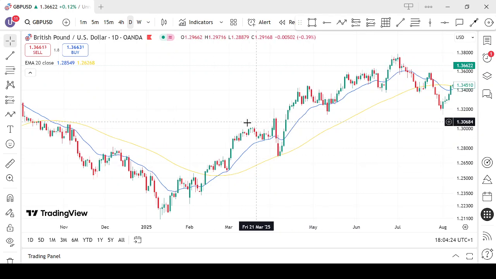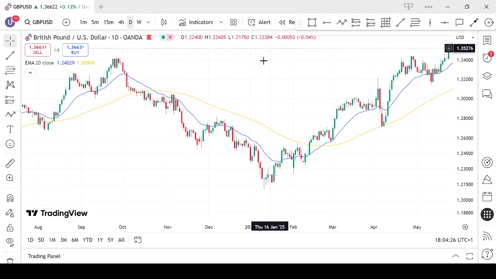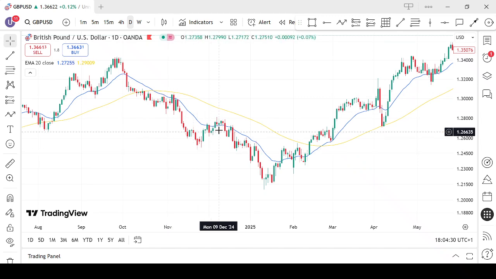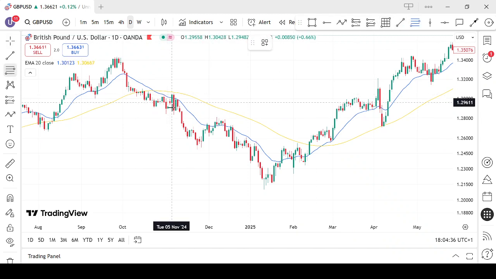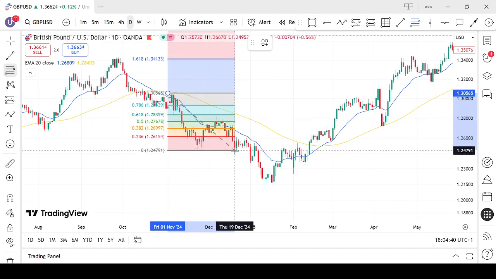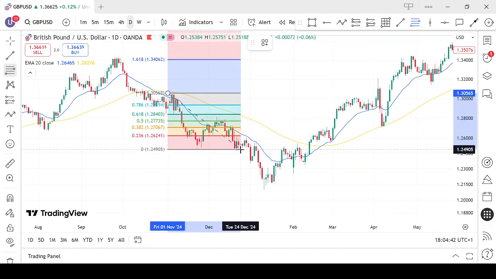Remember, you are trading based on the waves of the market. You can see this is a swing high, this is a swing low. When price retraces to at least 50% or 38.2%, those are the areas you'll be looking to enter a sell position on your swing trade.